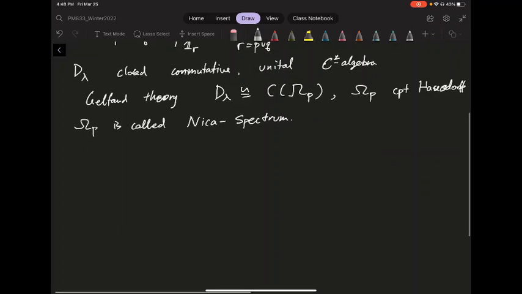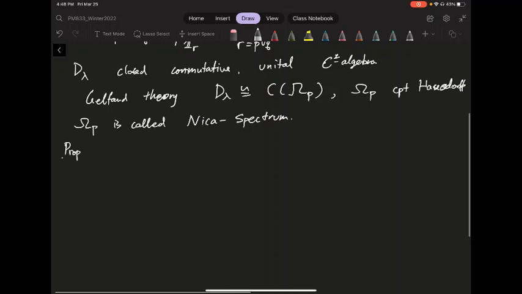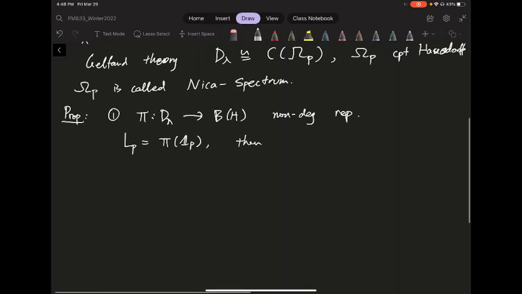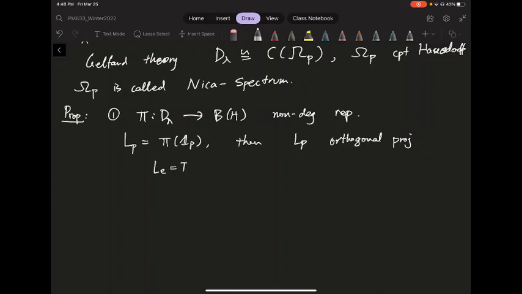But in any case, let's first briefly talk about the representations of this diagonal algebra. So let's do the following proposition. First of all, if I have a non-degenerate representation of the diagonal algebra, say pi from D lambda to B(H), then if you let L_p be pi of each of these 1_p, clearly, because pi is a representation, these L_p are orthogonal projections. That should be quite clear because all the 1_p are orthogonal projections. And also L of the identity is equal to the identity operator, because it's non-degenerate.